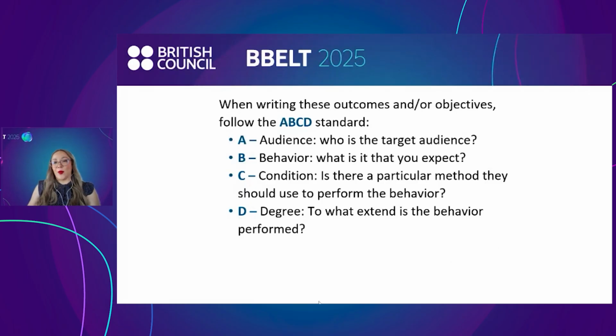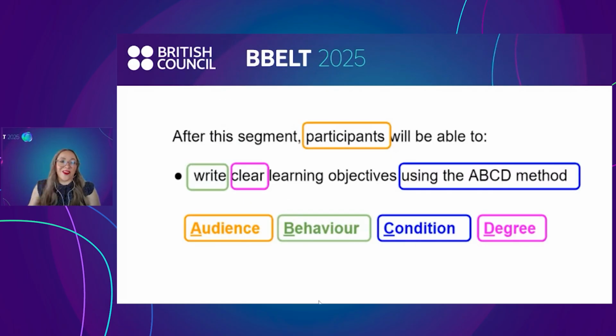I'm going to give you a quick and easy example. After this segment of the session, all of you participants will be able to write clear learning objectives using the ABC method, in which the A, which is my audience, in yellow, are the participants, it's clearly stated here. The behavior or the verb, in green, is write. The condition, in blue, is using the ABC method.